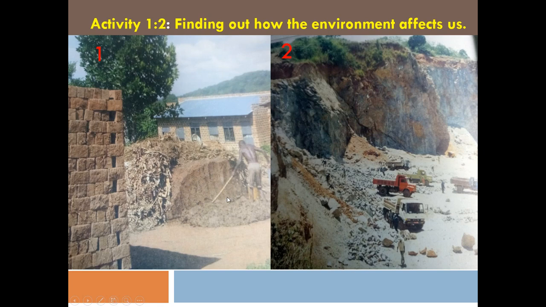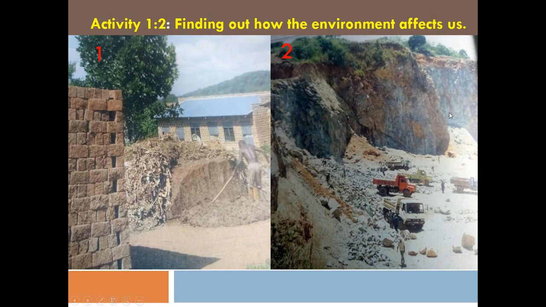Then as bricks are being made, the vegetation around is cleared. What does it mean? It exposes the natural environment to the agents of erosion. So there will be severe erosion taking place in this area because it has been exposed. The same will happen to photograph 2.